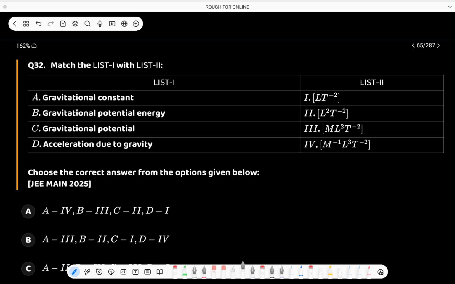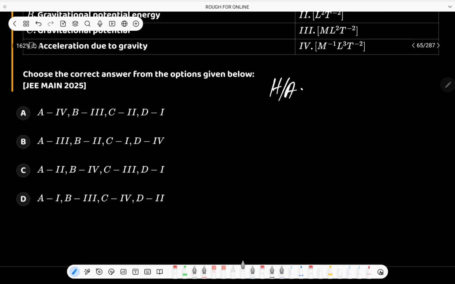Now this question, we have just done this question, so I will keep this question as a home assignment for you. Question number 32.